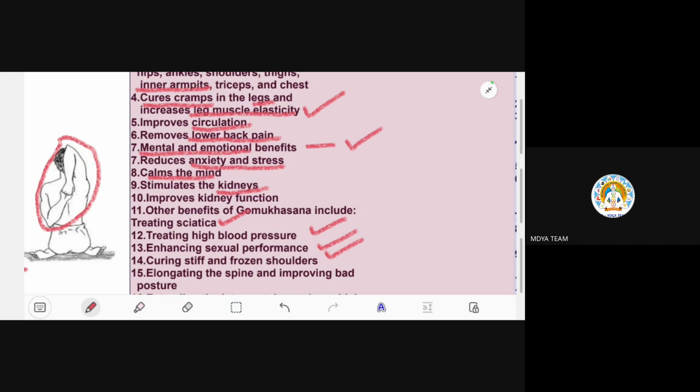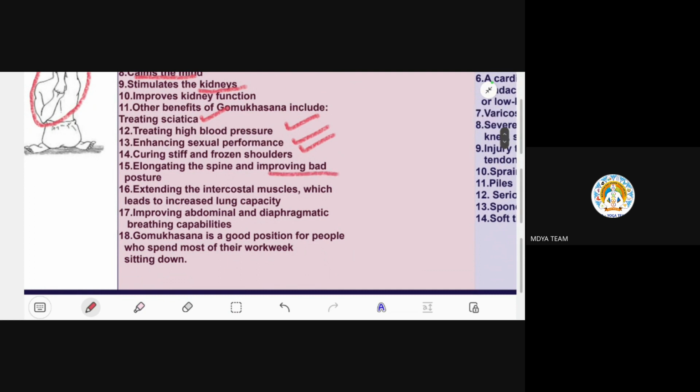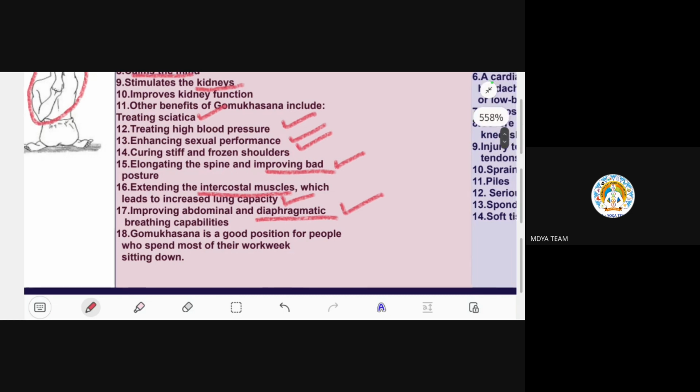Elongated spine, improved bad posture. Those who have sitting problems, or sitting working hours, really have to look at this. Second is extending the intercostal muscles, which leads to increased lung capacity, which I already talked about. Those asanas which require a horizontal stretch give the lungs more area, more room to expand. Improving abdominal and diaphragmatic breathing capacity. We all know we should breathe every day from the abdomen, not from the chest region, right? Gomukhasana is a good position for people who spend most of their work week sitting down.